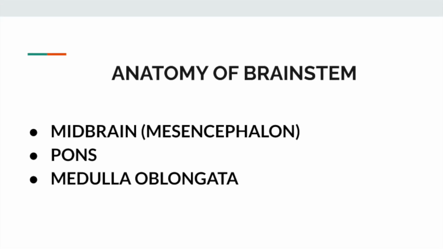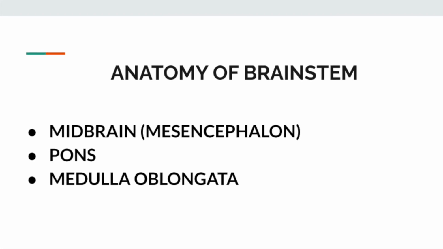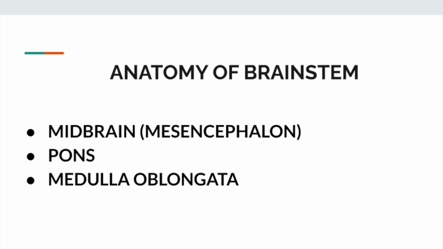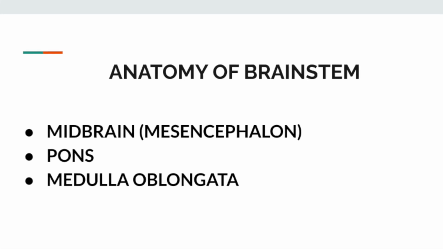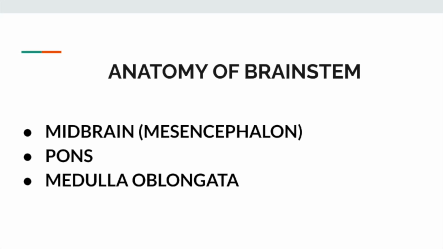Next is pons. Situated between the midbrain and the medulla oblongata, the pons serves as a relay station for tracts traveling between the cerebrum, cerebellum, and spinal cord. Key structures within the pons include the pontine nuclei, which relay information between the cerebrum and cerebellum, and the pontine tegmentum, which contains ascending and descending pathways involved in sensory and motor functions.